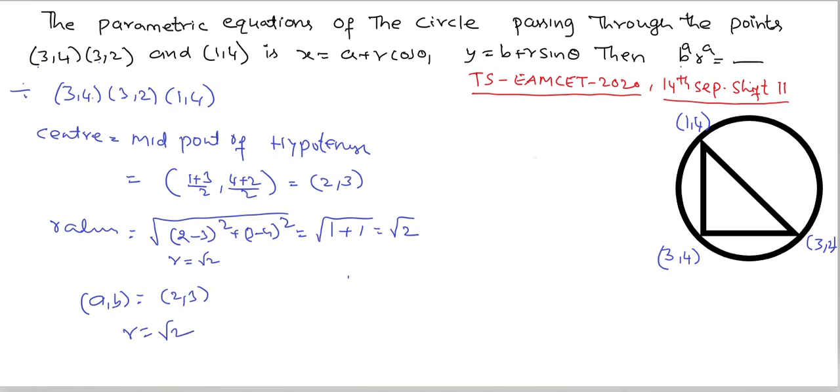Now we find the value of b to the power of a times r to the power of a. b power a is 3 power 2, that is 3 square, 9, into root 2 whole square, which is 2. 9 into 2 is equal to 18. So b to the power of a times r to the power of a is equal to 18.